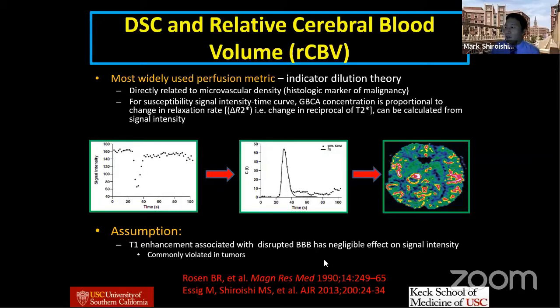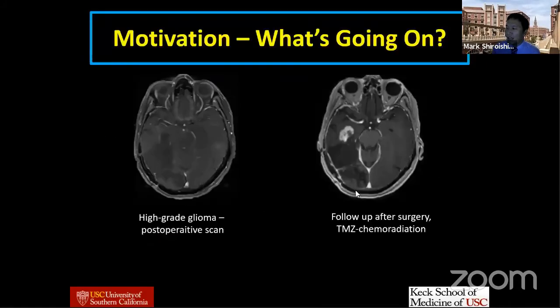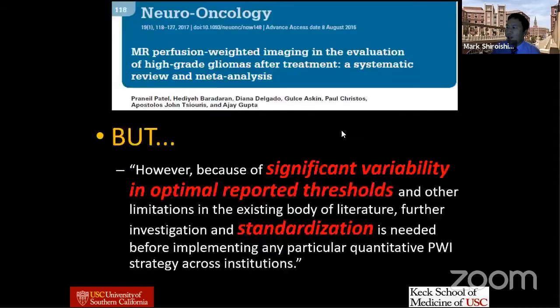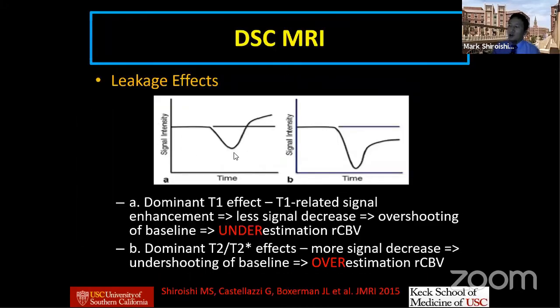But again, when the tumor enhances like this, this causes a lot of complication. And I'll show you here, just some cartoons, showing you can get underestimation where the dip, when I showed you that cartoon where the line goes down, it may not go down very far, or you can get a situation where it goes down really far, depending on what's going on at the biophysical level in the tumor.